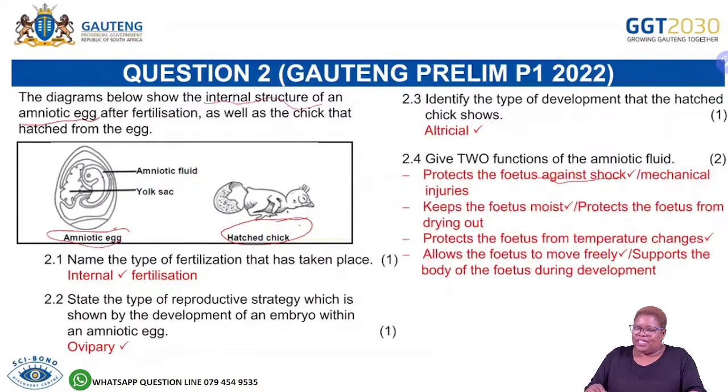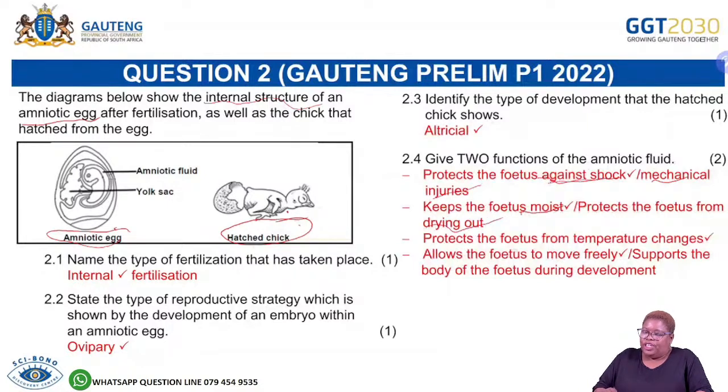So give 2 functions of the amniotic fluid. It protects the fetus against what? Shock. Against what? Mechanical injuries. You know, you can even take maybe dangerous, poisonous substances while pregnant, but that baby is likely to be protected. Okay? So the function of the amniotic fluid, it keeps the fetus moist, protects the fetus from drying out.